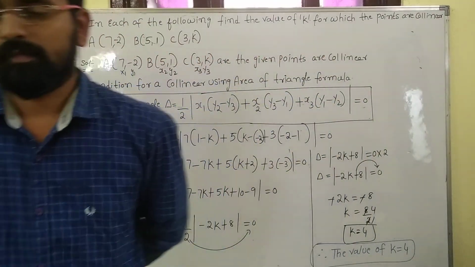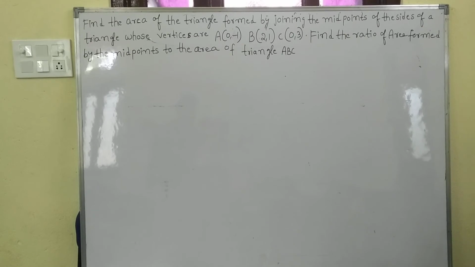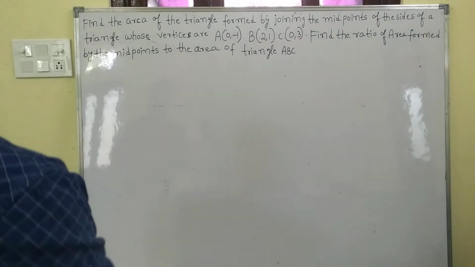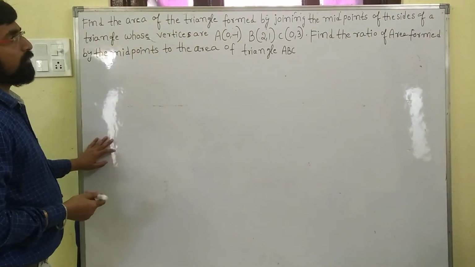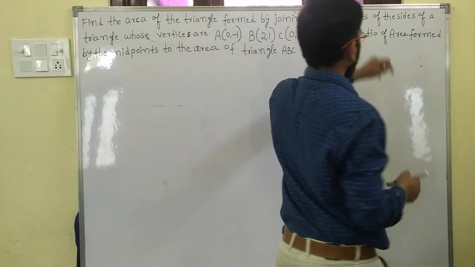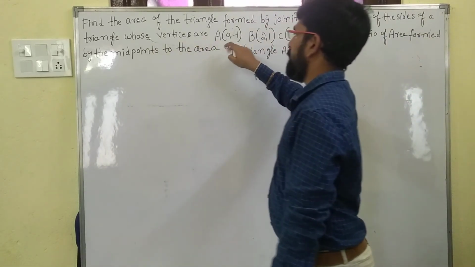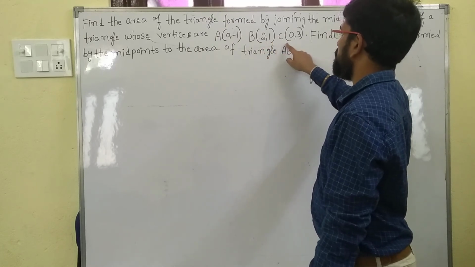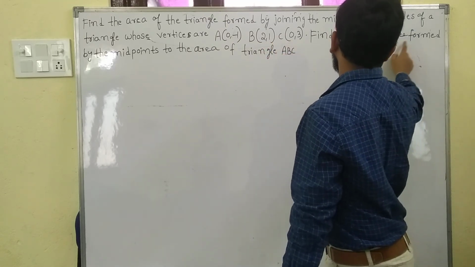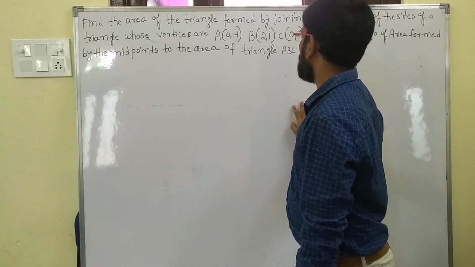Next, find the area of the triangle formed by joining the midpoints of the sides of the triangle whose vertices are A (0, -1), B (2, 1), C (0, 3). Find the ratio of the area of the triangle formed by the midpoints to the area of triangle ABC.